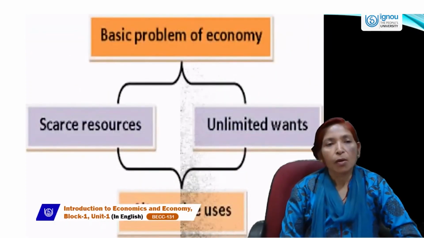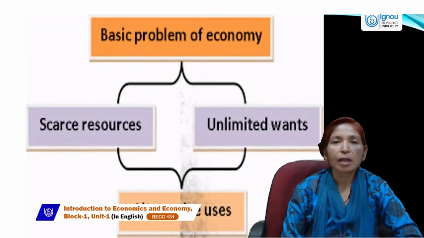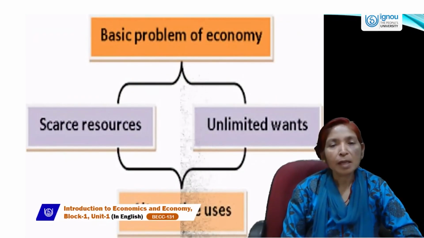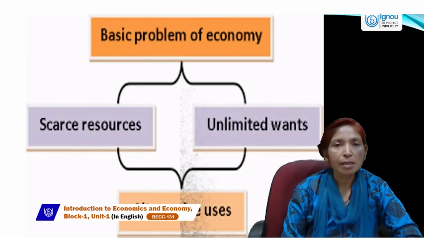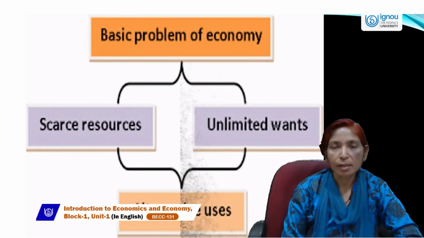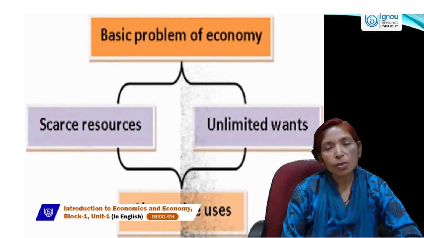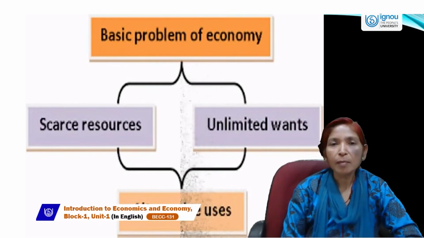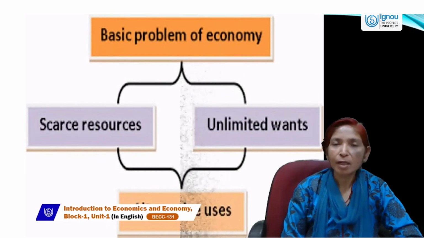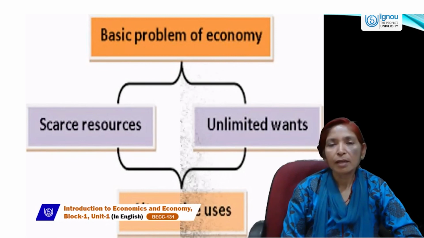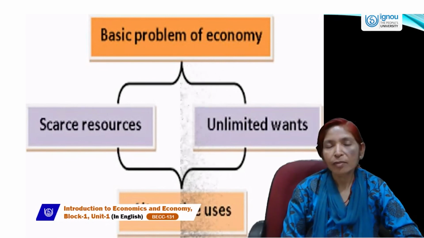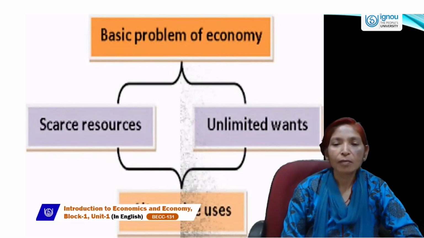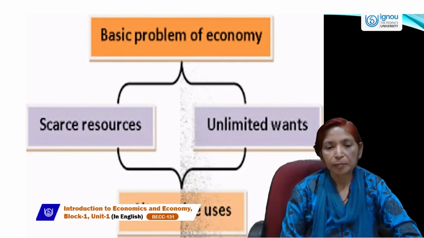Now next is, what are the basic problems of an economy? Our basic problems are, number one, limited resources. Limited resources means scarce resources. And unlimited wants means human wants are endless. They have no end. Their desires, their wants, their needs are endless. That is why needs or wants are always called unlimited.